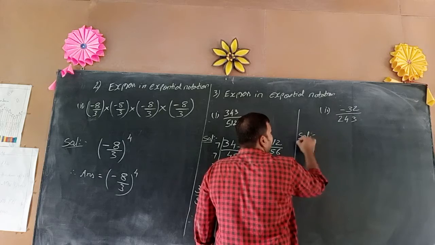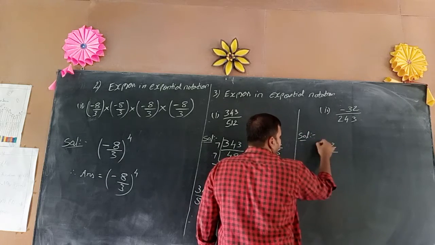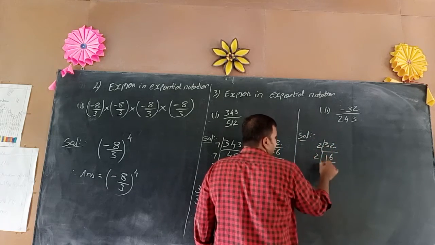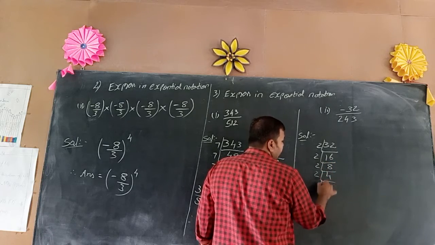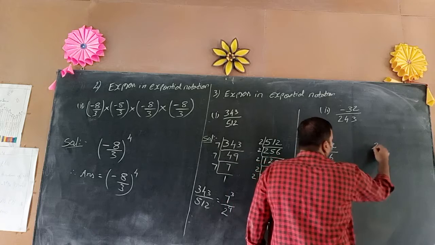Solution. Taking off first 32. Taking 2 table 16 times, taking 2 table 8 times, taking 2 table 4 times, taking 2 table 2 times, taking 2 table 1 time.